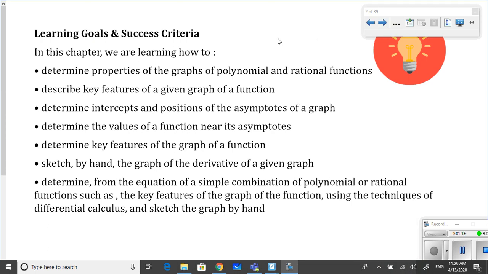Okay, so some learning goals and success criteria in this particular chapter. We're learning properties of graphs of polynomial and rational functions, key features of a given graph, determining intercepts and positions of asymptotes of graphs, determining the values of a function near its asymptotes, and determining key features of the graph from a function, sketching by hand, using Desmos as well, and then determining equations from simple combinations of some functions.